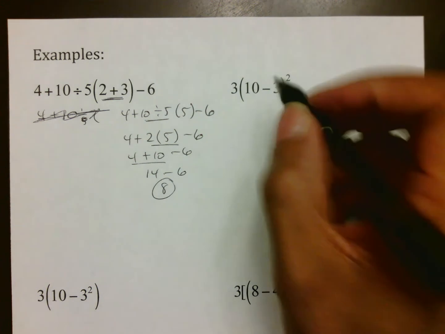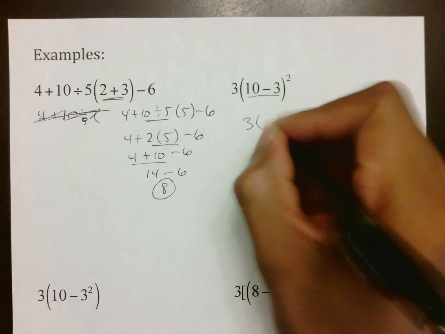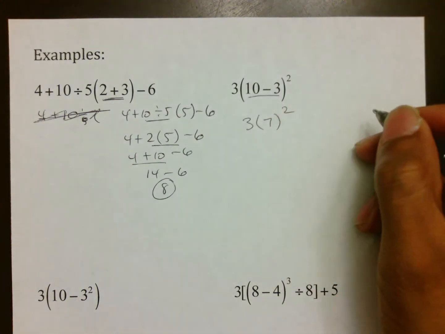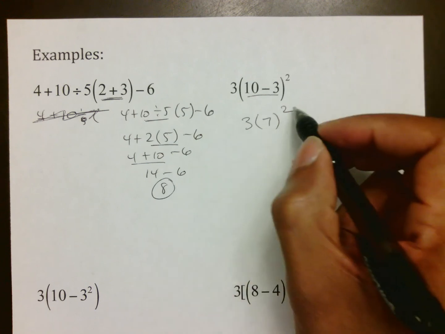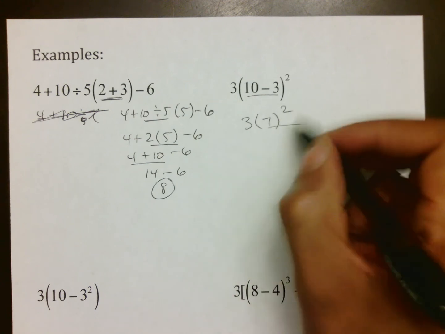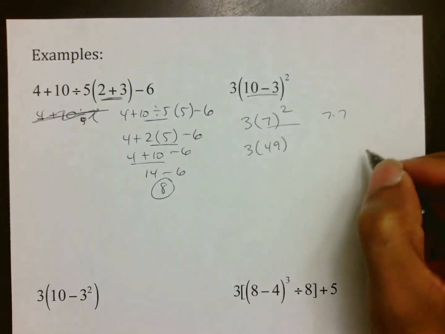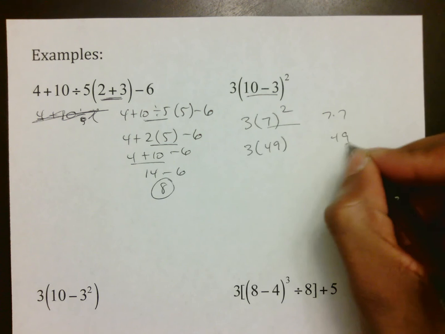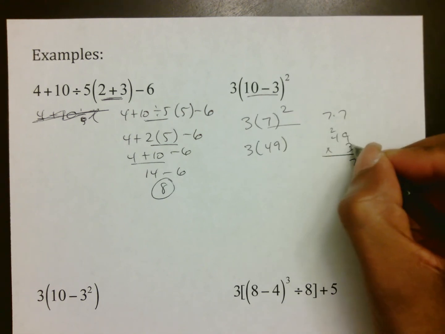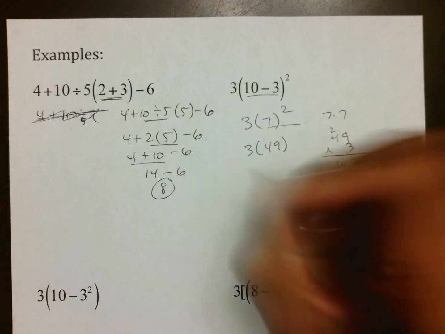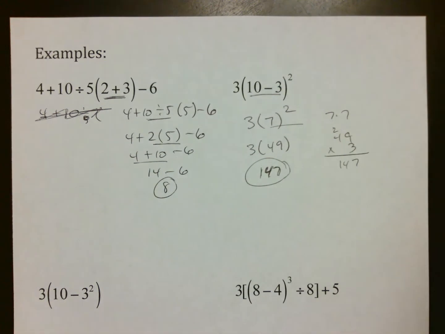The second example, on the inside only, is 10 minus 3. This has nothing to do with on the inside, so we simply turn 10 minus 3 into 7 with the squared. And be careful because a lot of people, again, see the parentheses, so they multiply, but remember the exponent is the most important part. So that's 7 times 7, which turns into 49. And then 3 times 49, if you don't know, go off to the side. 9 times 3 is 27, carry the 2. 3 times 4 is 12 plus 2, which is 14. It means that my answer is 147.